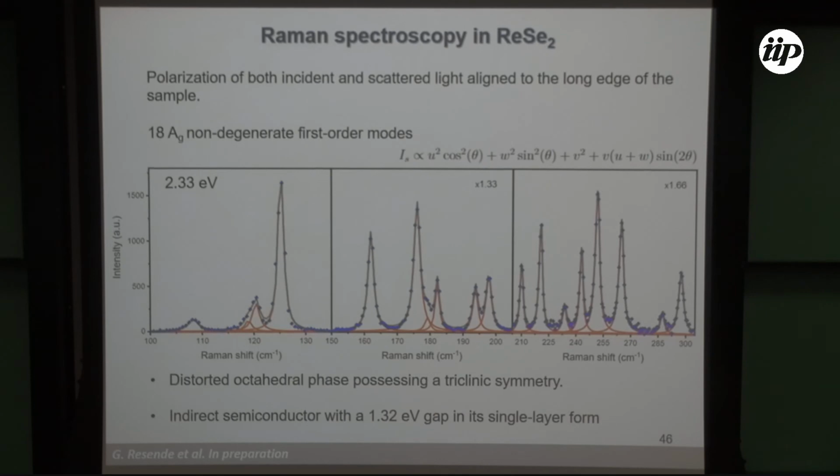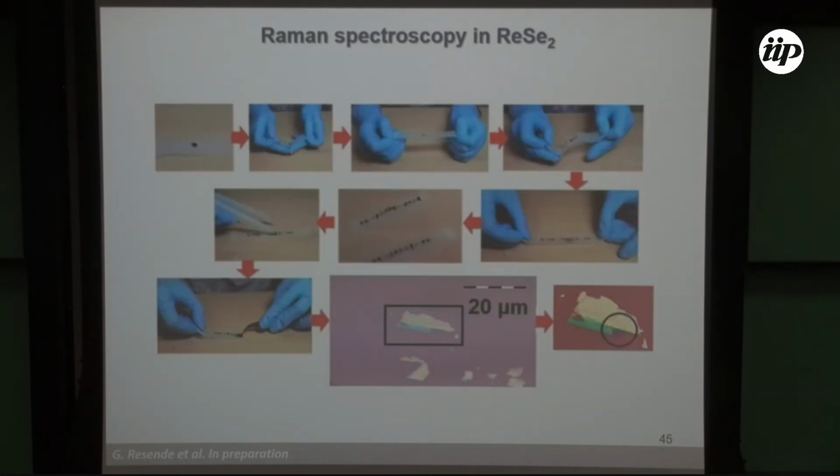So what we did is align the polarization of both the incident and scattered light along the edge of the sample, which is aligned with this edge over here. All right, so this is our 0 position, 0 degrees, let's say, like this.